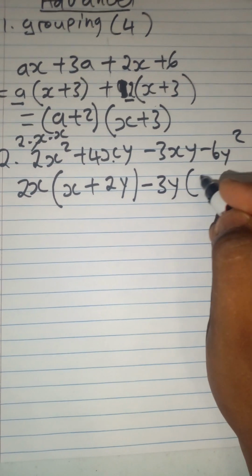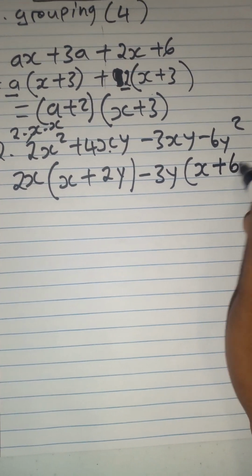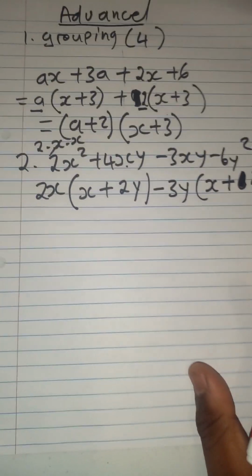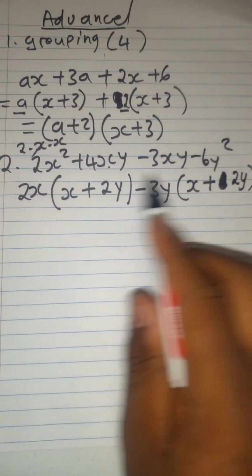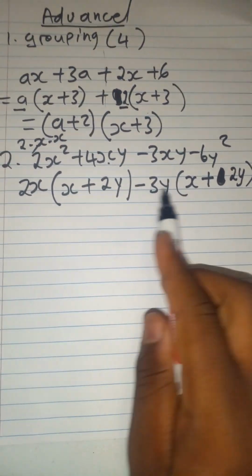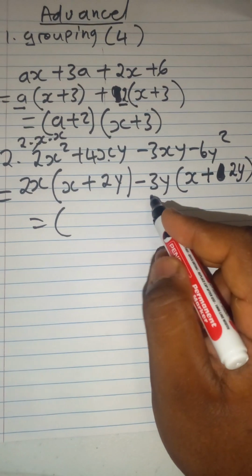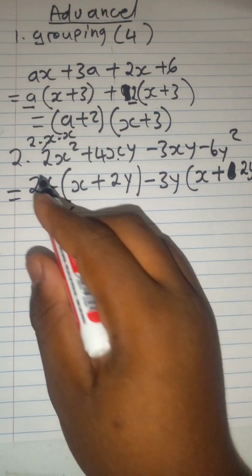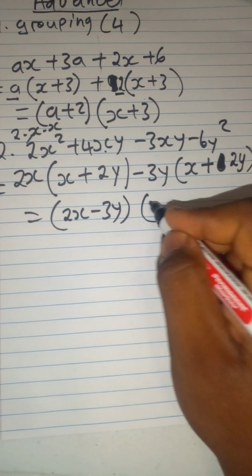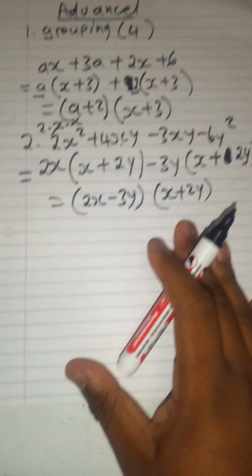Then you're going to say, I'm left with x here, and then x plus 2y. Is it fine? As you can see, the numbers and the variables inside the bracket are the same. So now my answer is going to be, you take the number and the variable outside the bracket. So I have 2x minus 3y, and then what do I have? x plus 2y. Is it fine? Now that's how it is.